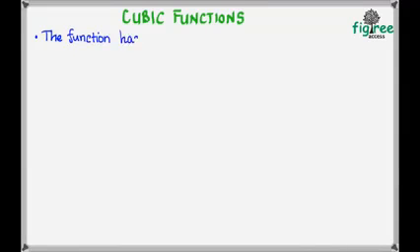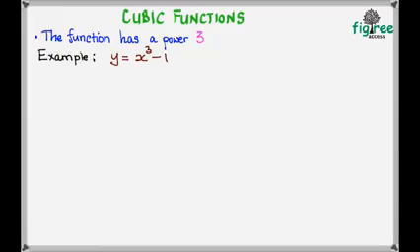So let me write something here as I explain. The function is to the power 3, which means it has three roots. I will demonstrate an example. Y is equal to x to the power 3 minus 1. This is a cubic function because the highest order is 3 here, x to the power 3.